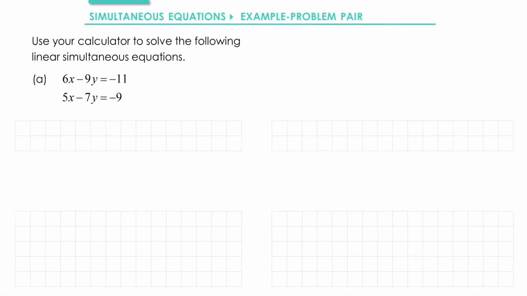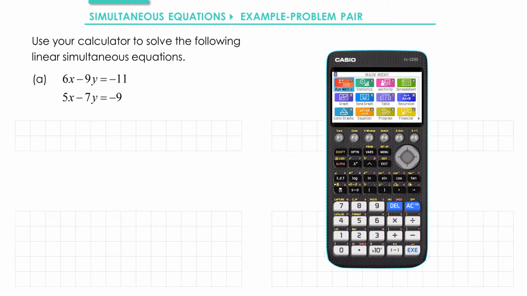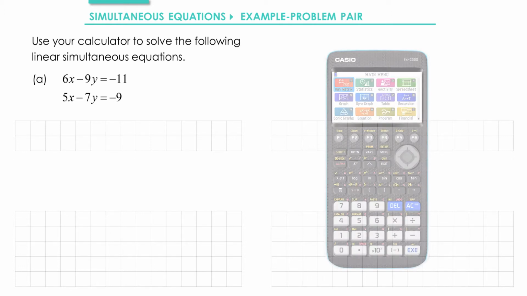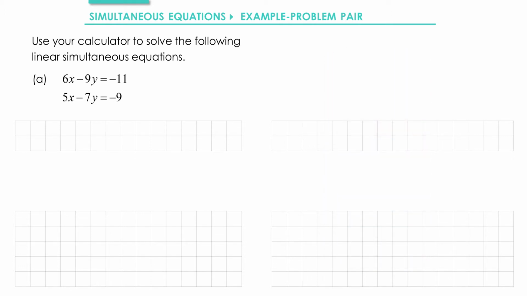Right, in this example we're going to be looking at how you would use your calculator to solve linear simultaneous equations. I'm going to be using the Casio FX CG-50, but the instructions are exactly the same for the Casio FX991-G2. So let's get started then. We want to solve the simultaneous equations 6x minus 9y equals negative 11 and 5x minus 7y equals negative 9.